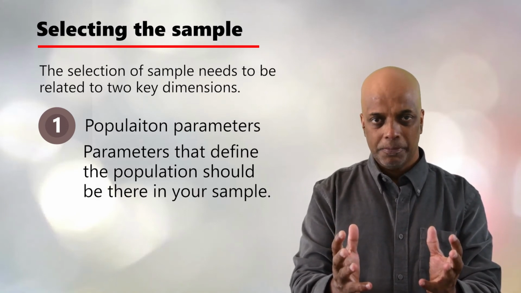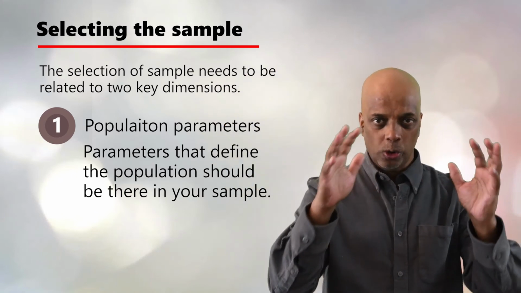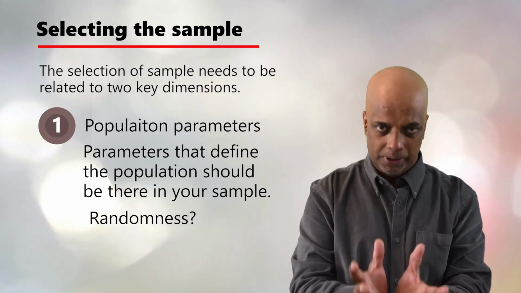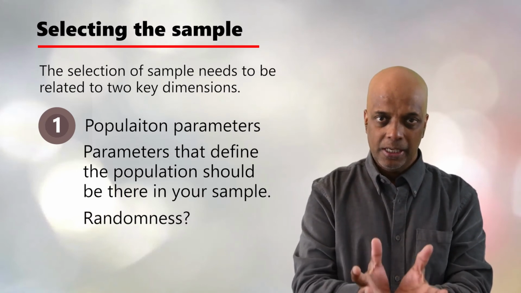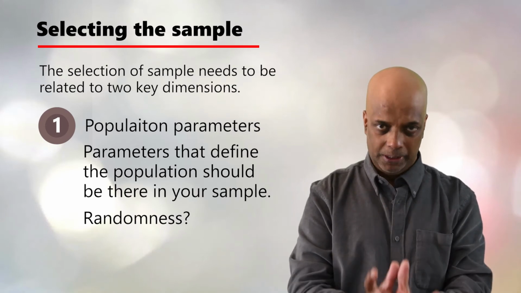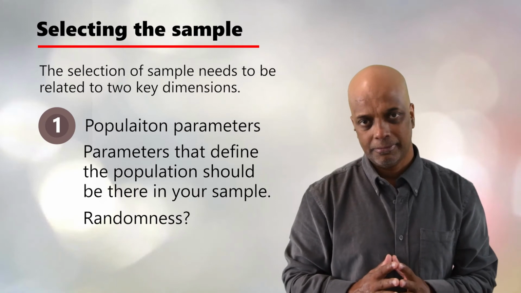For example, if you think that your population or your totality is a random collection of elements, then your sample can also be a random collection of elements. In other words, you can deploy random sampling.